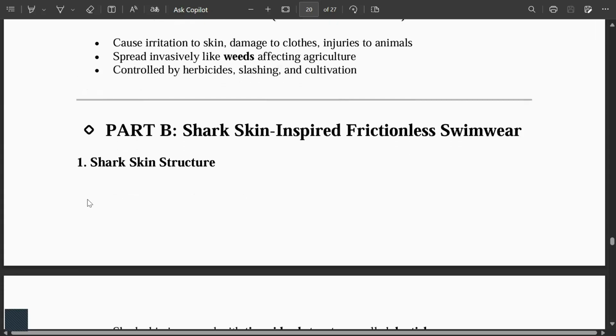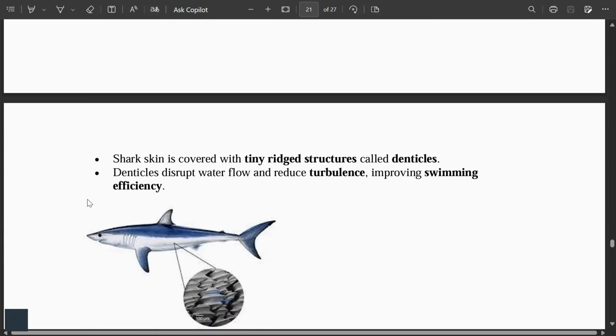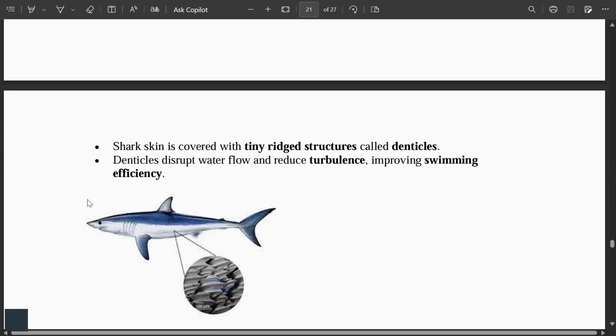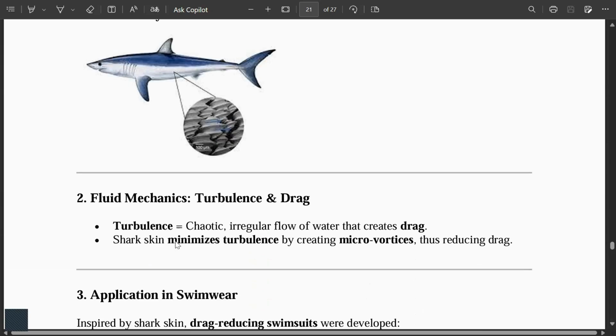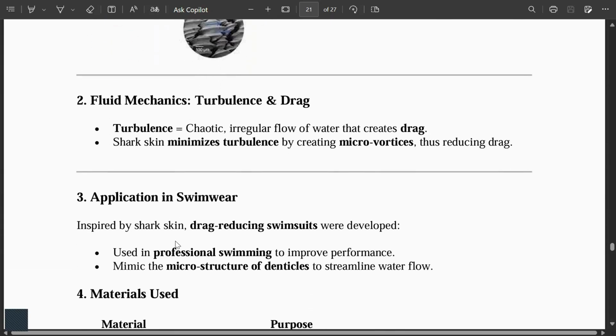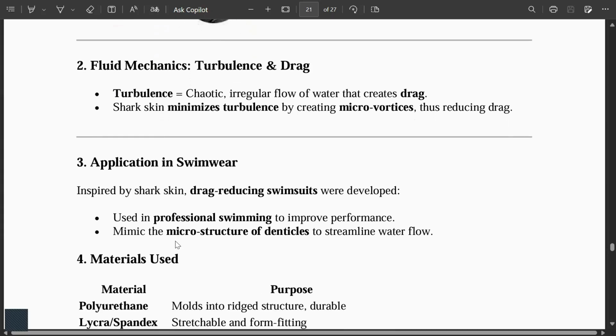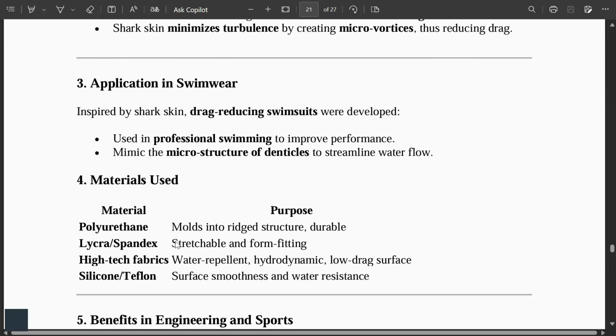Shark skin for the swimwear, frictionless. This is tiny rigid structures called denticles. So these denticles disrupt the water flow and reduce the turbulence, improving the swimming efficiency. So this technology is taken to the swimwear, used in professional swimming to improve the performance. They mimic the microstructure of the denticles to streamline the water flow.